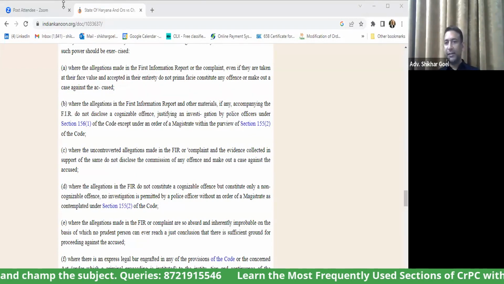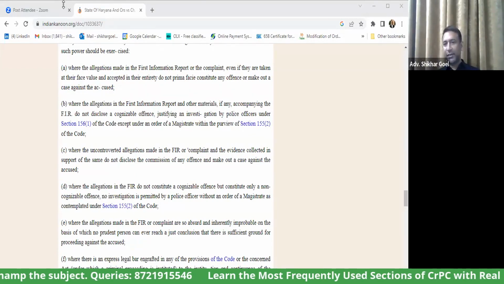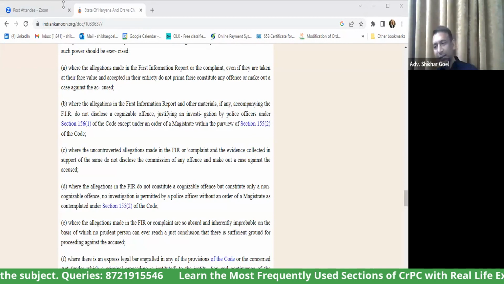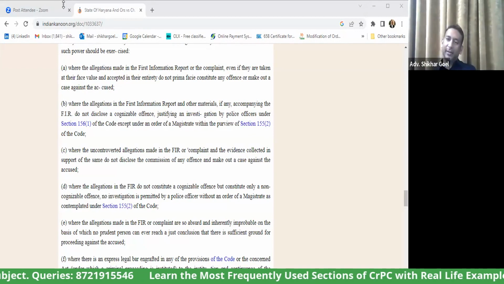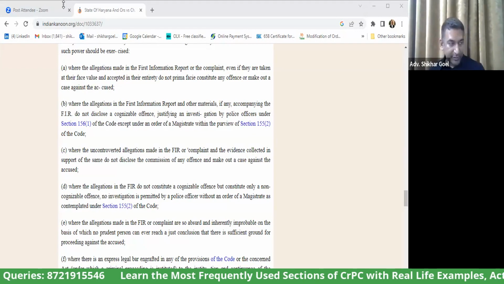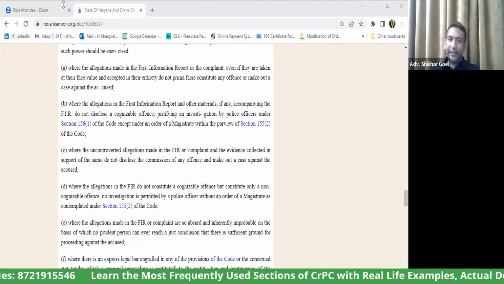Because if the girl is pretty and she thinks that every man on the street is looking at her with a gandi nazar, that's not a ground for, how do you say that? Registering an FIR against me.